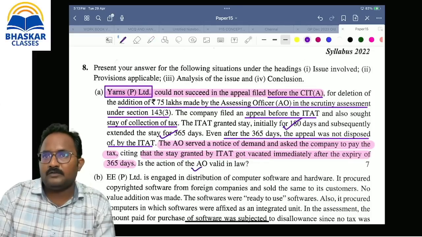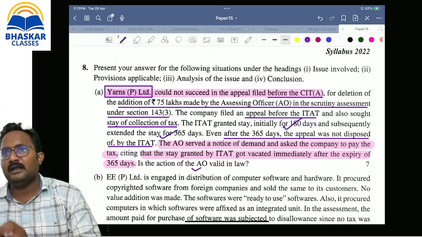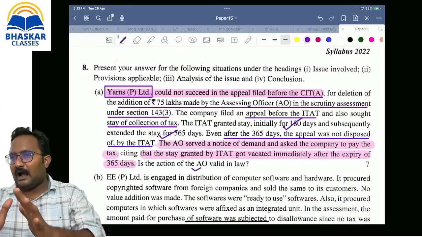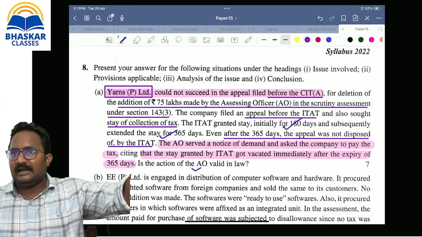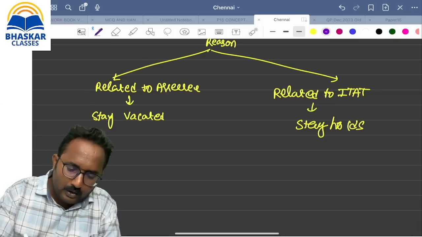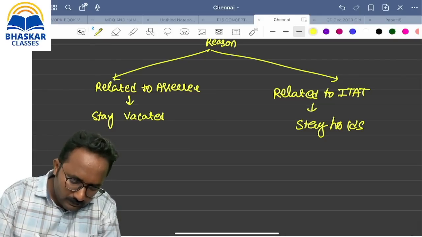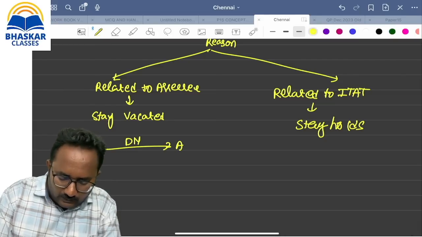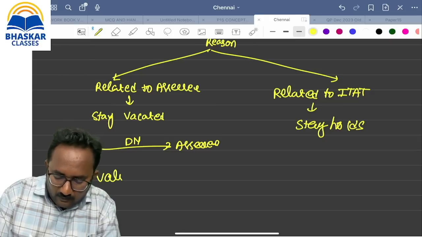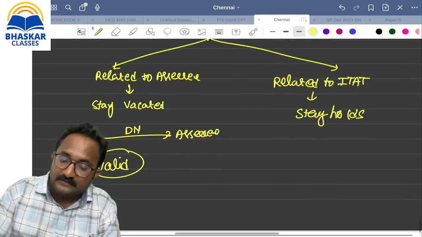That action of AO issuing the demand notice is correct or incorrect? Incorrect. You have to write that answer in two views. First, within 365 days, the order was not passed. If the reason isn't related to SSC, then the reason is related to whom? SSC. Stay vacated, AO can issue the demand notice to SSC for collection of tax. Here the assessing officer's action will be valid.